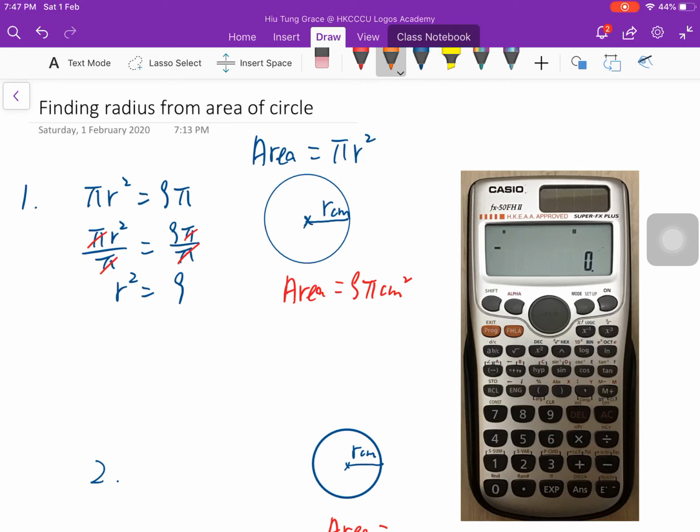Have the answer? Well, we all know that 3 squared is equal to 9. So by common sense, we know that r in this case is equal to 3, because 3 squared is equal to 9. Easy, right? So let's see another example.